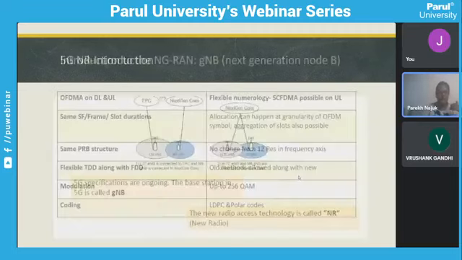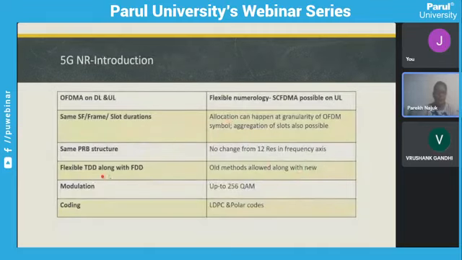Now this is the 5G NR you can see over here. It has a PRB structure, with 12 REs in it. It is flexible with both TDD as well as FDD. For modulation, we are using 256 QAM, and for coding we mostly use LDPC and polar codes. You have flexible numerology, OFDM for downlink and uplink.